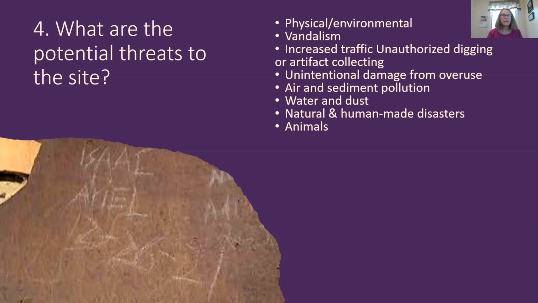Then you need to identify any potential threats to the site's integrity. So physical and environmental threats. These are things like direct sunlight, which may fade pigments, vegetation encroachment. And that's a tricky one because sometimes you want the vegetation there to kind of put a barrier between visitor and the rock art.